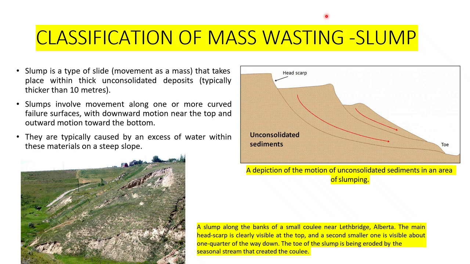So the key features of a slump are shown in this picture. A curved failure surface, which is the surface along which the material has moved. Downward motion near the top of the slump, and upward motion towards the bottom. A head scarp, which is the steep face at the top of the slump, and a toe, which is the end of the slump when it comes to rest. So again, head scarp is on top while toe is on the bottom.